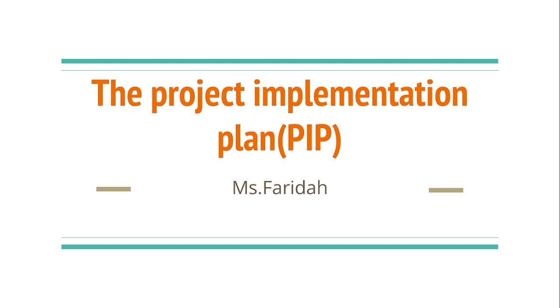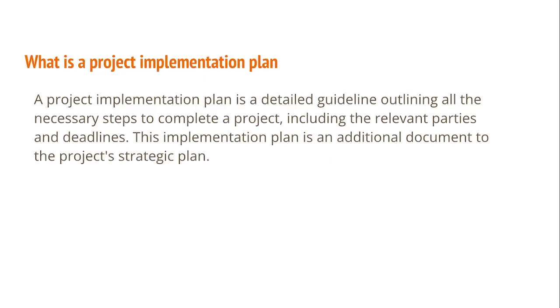So in today's video, we're going to look at the project implementation plan. So what is a project implementation plan? This is a detailed guideline outlining all the necessary steps to complete a project, including the relevant parties and deadlines. And this document can also be used as an additional document to the project's strategic plan. So that is briefly, in simple terms, what a project implementation plan is.